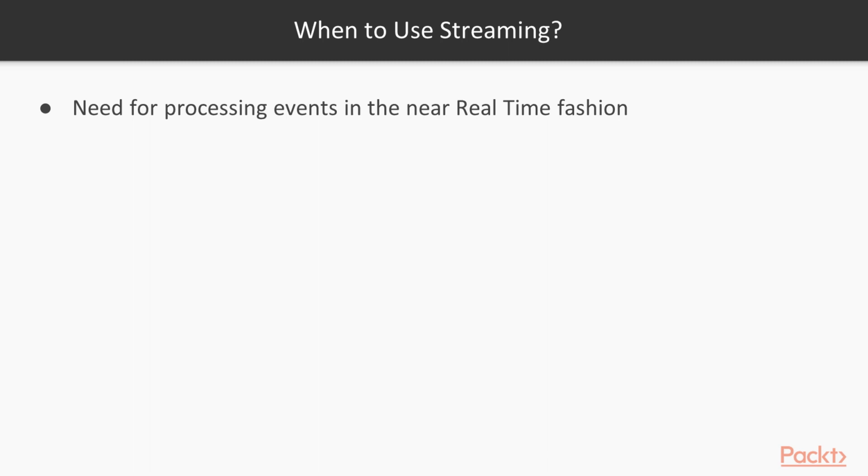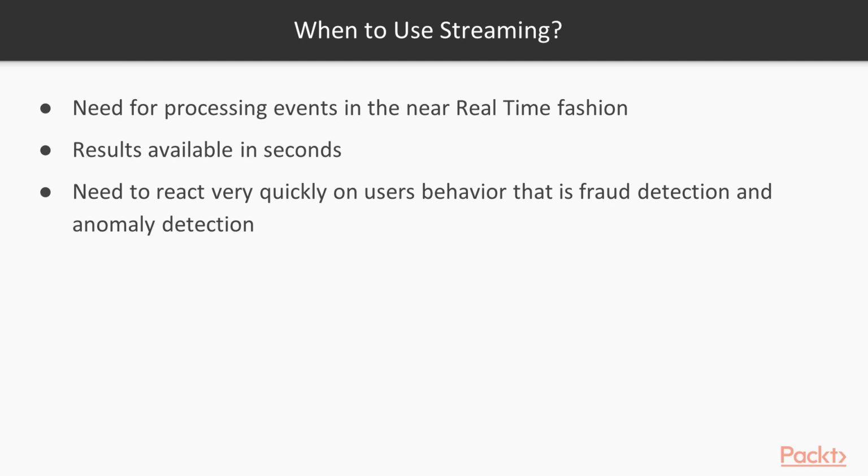So, first question is when to use streaming. Streaming should be used when we need to process events in a near real-time fashion, if we need our results to be available in seconds. So, for example, if you want to build a system that performs fraud detection or anomaly detection, and we want to react very quickly to users' behavior, we need to employ some kind of streaming approach.